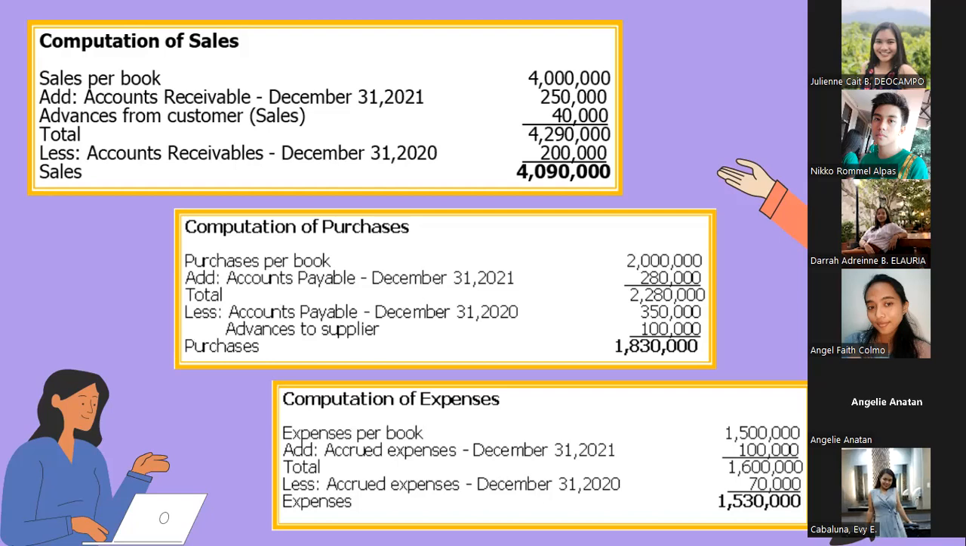Total 1,600,000, then less accrued expenses, December 31, 2020, of 70,000. It is from our entry number 4, wherein we debit retained earnings and credit expenses. So our total expenses on accrual basis is 5,530,000. So that's all, ma'am, for requirement number 2.